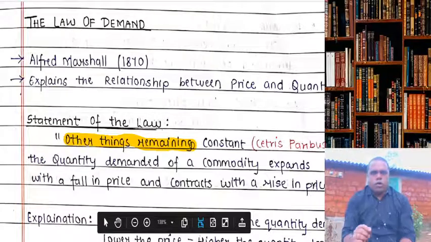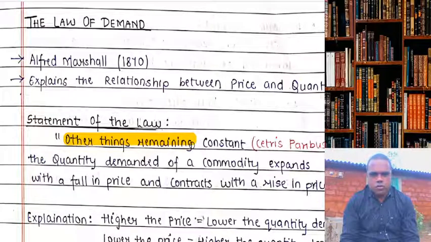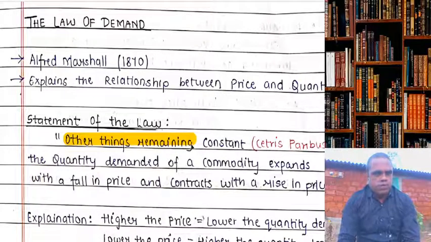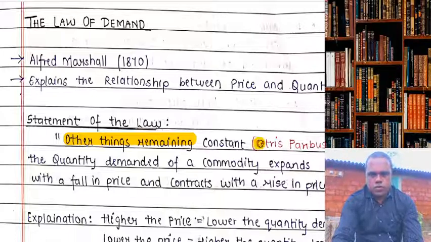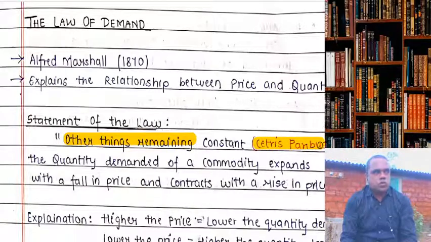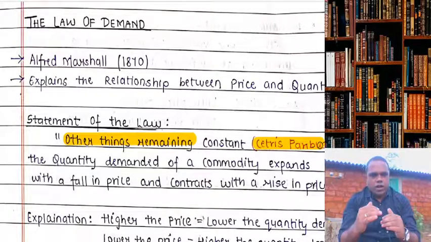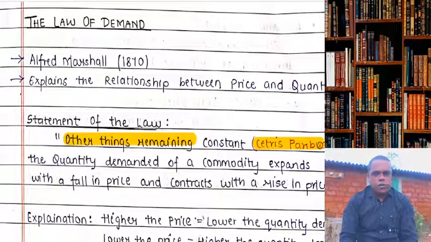Any particular law, whether you're studying the law of demand or the law of supply, the starting point is, we know, other things remaining constant. In other words, children, this is also referred to as ceteris paribus. Ceteris paribus means other things remaining constant. The statement of the law is a very simple concept. Why? We just have to tell what exactly is the response of the quantity demanded of a particular commodity whenever there are fluctuations in the price of that particular commodity.